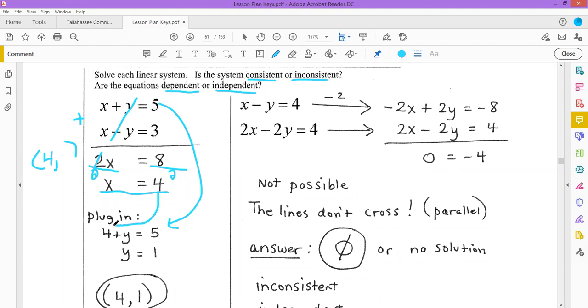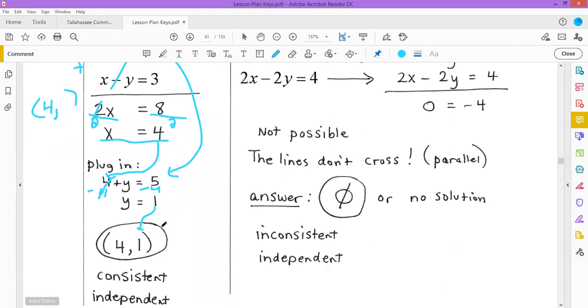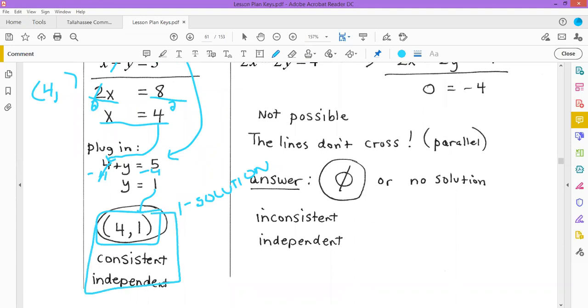But now we have a value for x, so we're going to substitute 4 for x. And we'll get 4 plus y equals 5. Solve by subtracting 4 from both sides of the equation, and we'll get y equals 1. So remember, we already had our x coordinate as 4. Now we have the y coordinate. This is the solution. And when we have one solution, we describe the graph of that function as being consistent and independent. So that's what we write as our answer: the ordered pair, and then describe the graph as being consistent and independent.